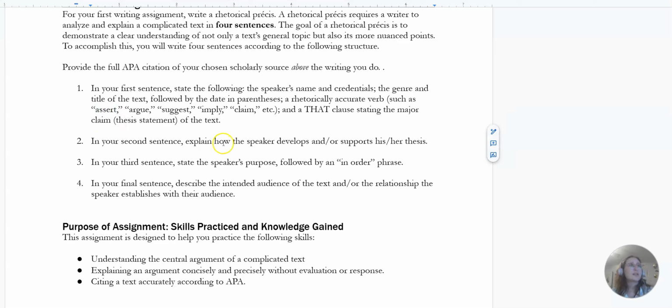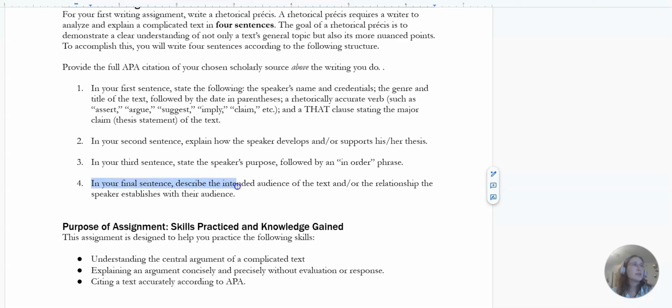In your second sentence, explain how they developed that thesis. So what sort of research are they conducting? Are they gathering their own data? Are they doing their own interviews or surveys, and so on? In your third sentence, what's their purpose? Followed by an in order phrase. So here is their purpose in order to make the audience go do what? So elaborate on what is that purpose.